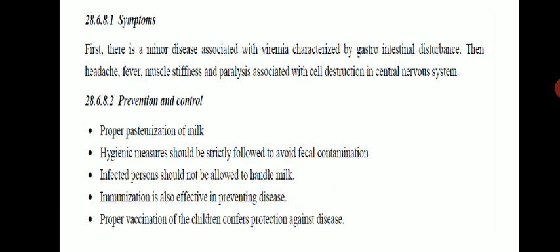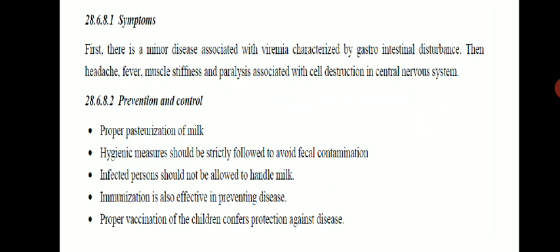Then prevention and control. So how to prevent viral infections? You have to carry out proper pasteurization of milk. Then hygienic measures should be strictly followed to avoid fecal contamination. Then infected persons should not be allowed to handle milk. Immunization is also effective in preventing viral diseases, and proper vaccination of children confers protection against these diseases. So these are preventive measures for viral infection that may be caused by milk or other milk-borne diseases.